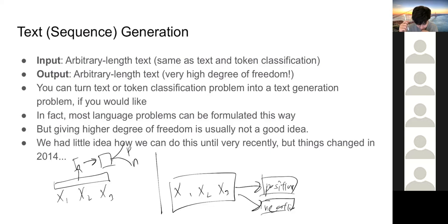But then, of course, in many problems, the text generation approach is the only approach to resolve the problem, such as abstractive summarization or machine translation that we just discussed. And while this is a very powerful formulation, because you can formulate any problem into this kind of formulation, the problem was that the machine learning and natural language processing community had very little idea how we could do this until very recently, which is about 2014, 2015. But things actually changed since then. So what has changed?